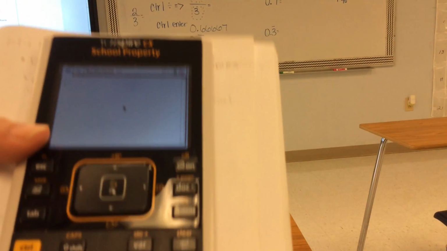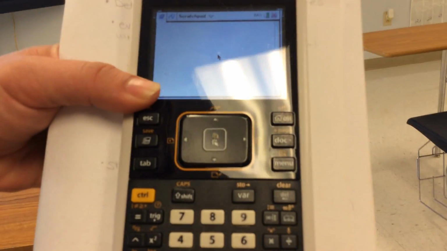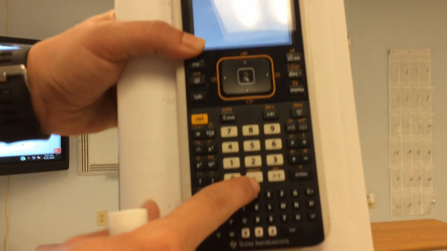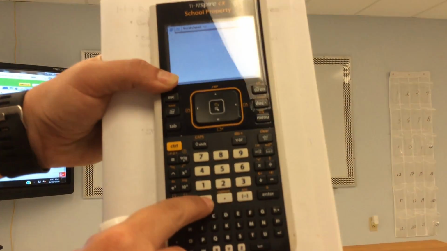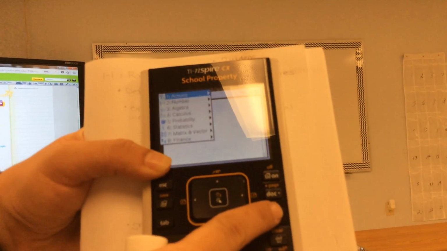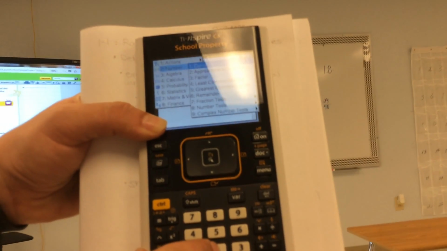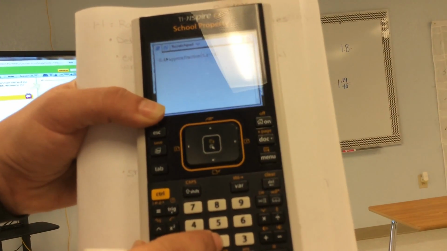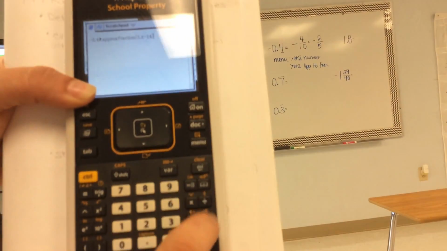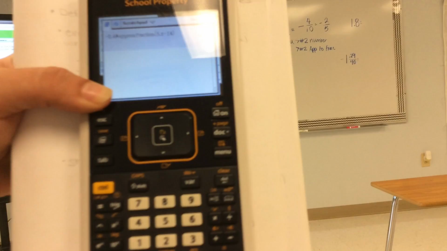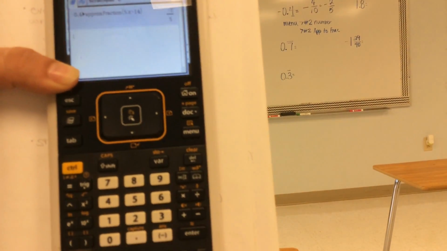So for instance, if I wanted to turn that negative 0.4 into a fraction, I would put my negative sign, and make sure you notice that the negative is different than the subtraction sign. So I'm going to do negative 0.4, and then the steps like I told you earlier. Menu, go down to 2 number, go down to 2 approximate to fraction. It gives you that funky long sentence. That's just telling the calculator what it wants it to do. And you hit enter, and it gives you your fraction of negative 2/5.